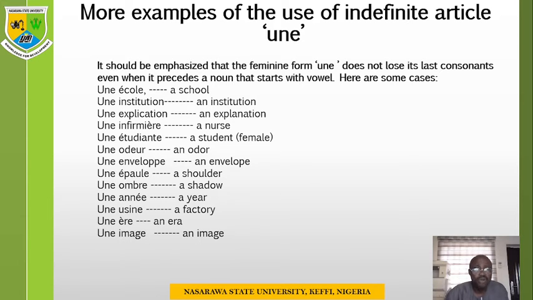Une épaule, a shoulder. Une ombre, a shadow. Une année, a year. Une usine, a factory. Une heure, an hour. Une image, an image. You will discover that all these nouns start with a vowel, and we keep repeating une without removing the last e from une.